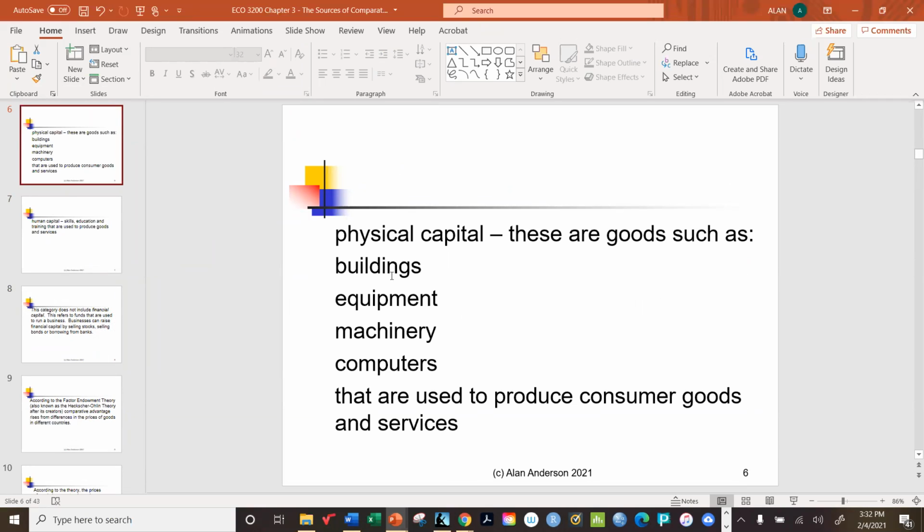In other words, if this is a Starbucks, obviously all the machinery in the store is being used to produce goods and services that you buy, as is the human capital, which is the training that the employees receive to produce, let's say, lattes and espressos.